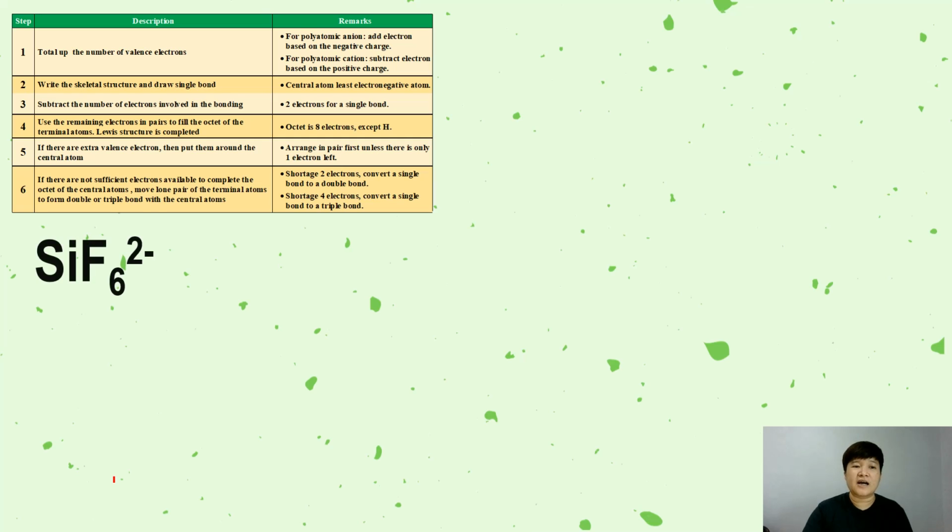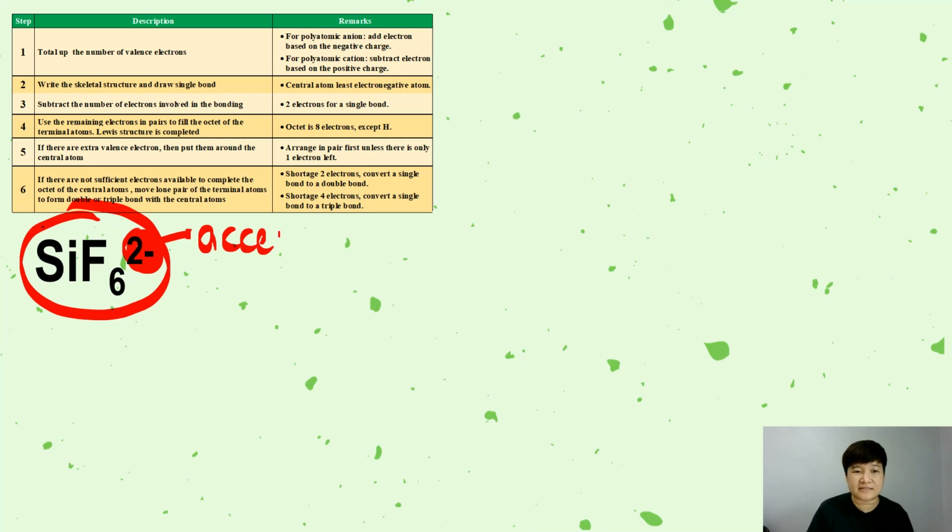Next, we have an anion. And the anion we have today is silicon fluoride, SiF6 2-. Why do we form a 2-? Because we accept 2 electrons. So when you accept 2 electrons, you need to add 2 electrons to your total valence electrons.